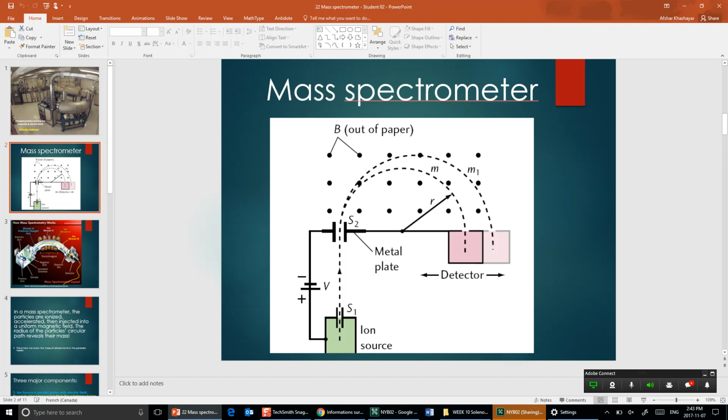Exactly. Q delta V over R, right? I can get that equation, but I still don't have R, and I still don't have A. So I can't use that equation. I'll give you a hint. Energy divided by charge? Not quite. Which energy are you talking about?